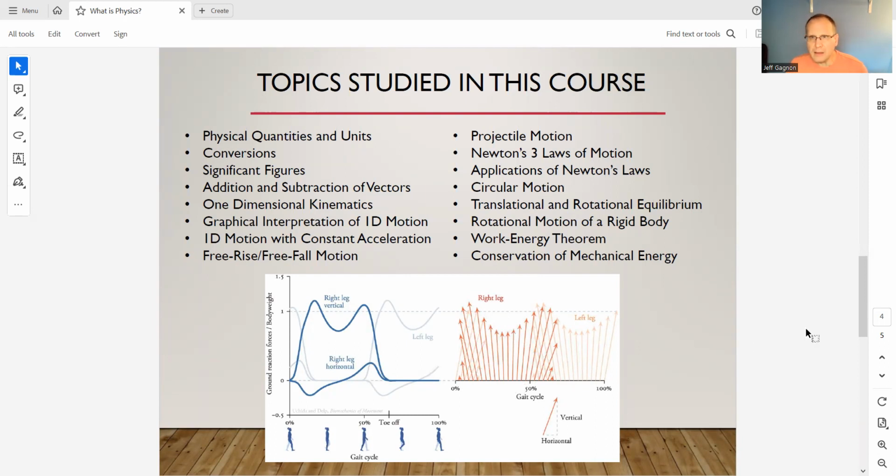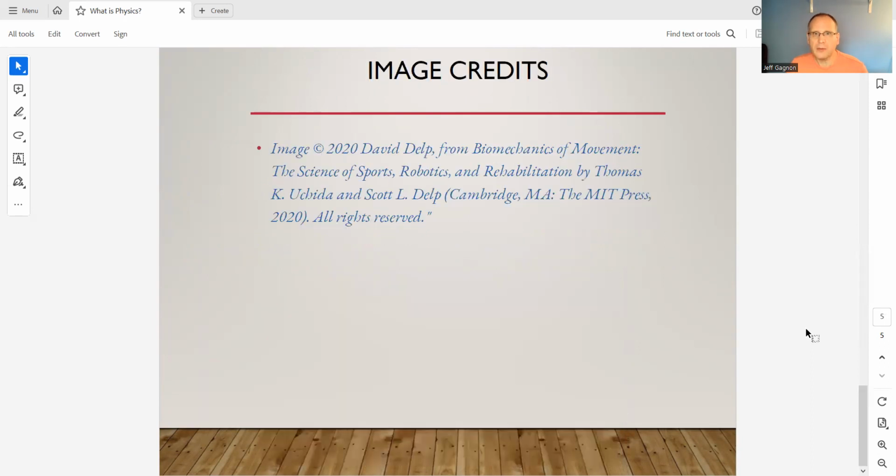And then the last slide here, I just want to give credit to those images that I used. They come from this book. It's an excellent textbook. It's really a graduate level textbook though, called Biomechanics of Movement, the Science of Sports, Robotics, and Rehabilitation by Uchida and Delp.